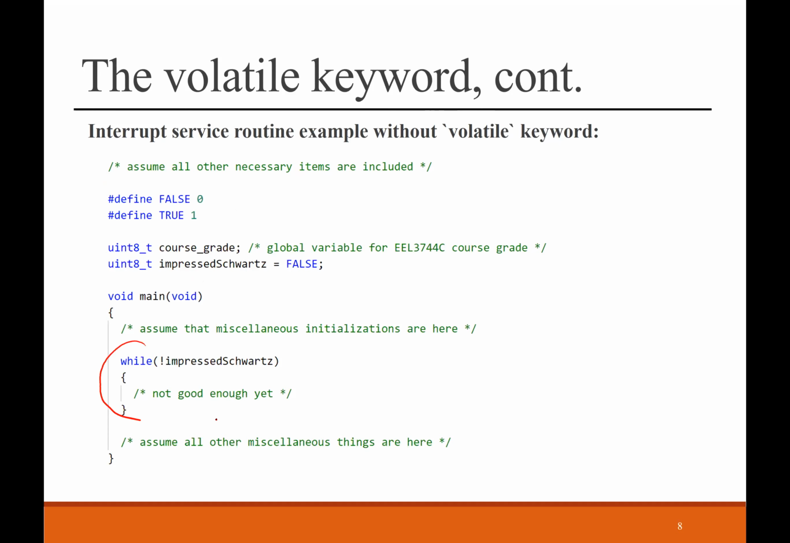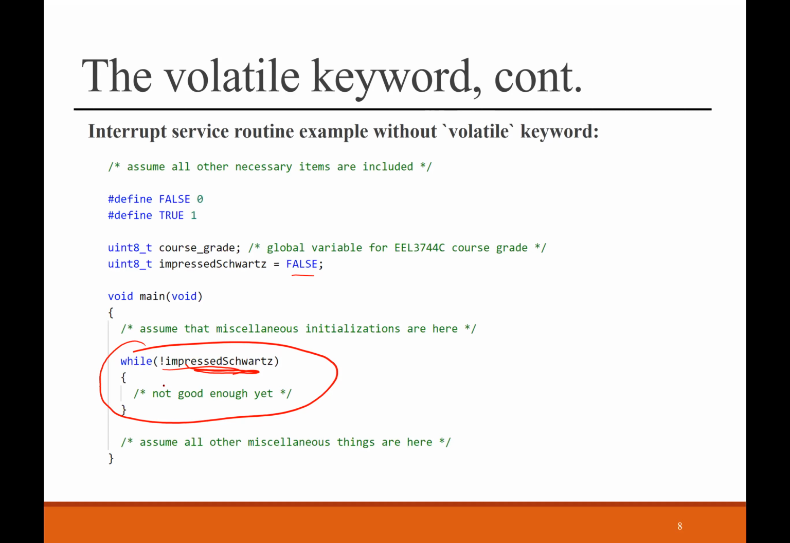So here we got an endless loop while Schwartz is not impressed. That's what this says. While not impress Schwartz. So impress Schwartz starts at false. So the complement of false is true. So while true, we stay in this forever. If you assemble this, this will be the equivalent to while 1. It's an endless loop. But what happens if impress Schwartz is changed? Yeah, O0 does not remove all optimizations. Compilers inherently optimize.